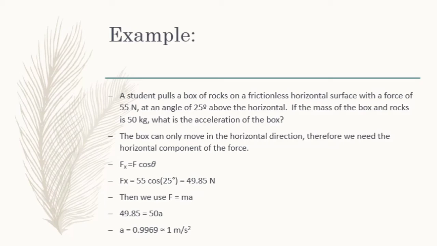So now we're going to use F equals ma to get the acceleration. F, 49.85, equals 50 times a. So if I want a by itself, I'm going to divide both sides by 50, and I get a equals 0.9969. So we're not going to use that many decimal places, and even if I round it all the way to 2 decimal places, I get 1.00. So it's approximately 1 meter per second squared.